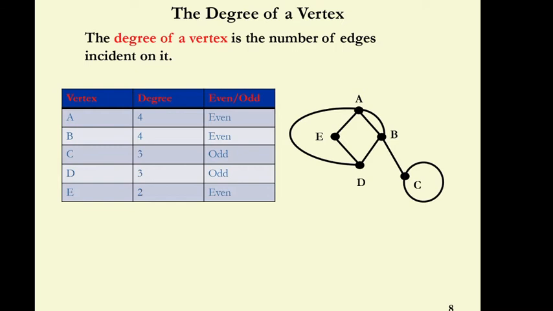The degree of a vertex. The degree of a vertex is the number of edges incident on it. In the example of the graph given here, we have 5 vertices A, B, C, D, E. The vertex A has 4 edges incident on it and it is even. The vertex B has 4 edges incident on it and the degree is even. The vertex C has 3 edges incident on it and hence it is odd. The vertex D has 3 edges and similarly the vertex E has 2 edges, etc.